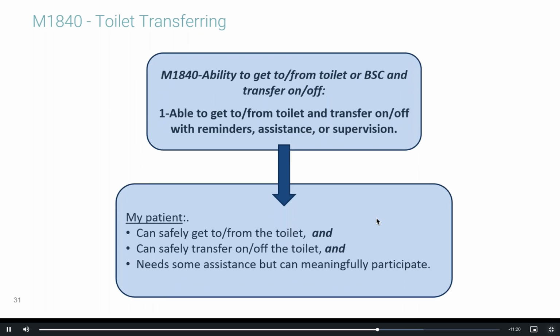Moving to response 1, now I do have a person who is safe with transferring on and off of the toilet and getting to and from the toilet, but they need some kind of assistance at some point or throughout all of that for that to happen in a safe way. They're meaningfully participating, but they just need another person to participate with them at some point or throughout the entire event.